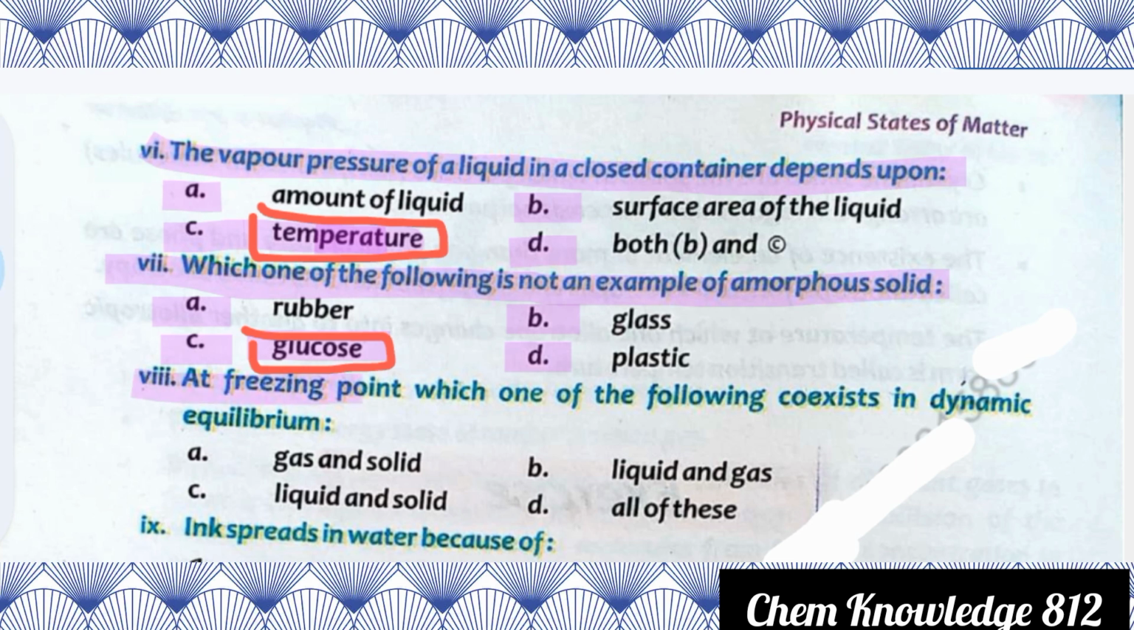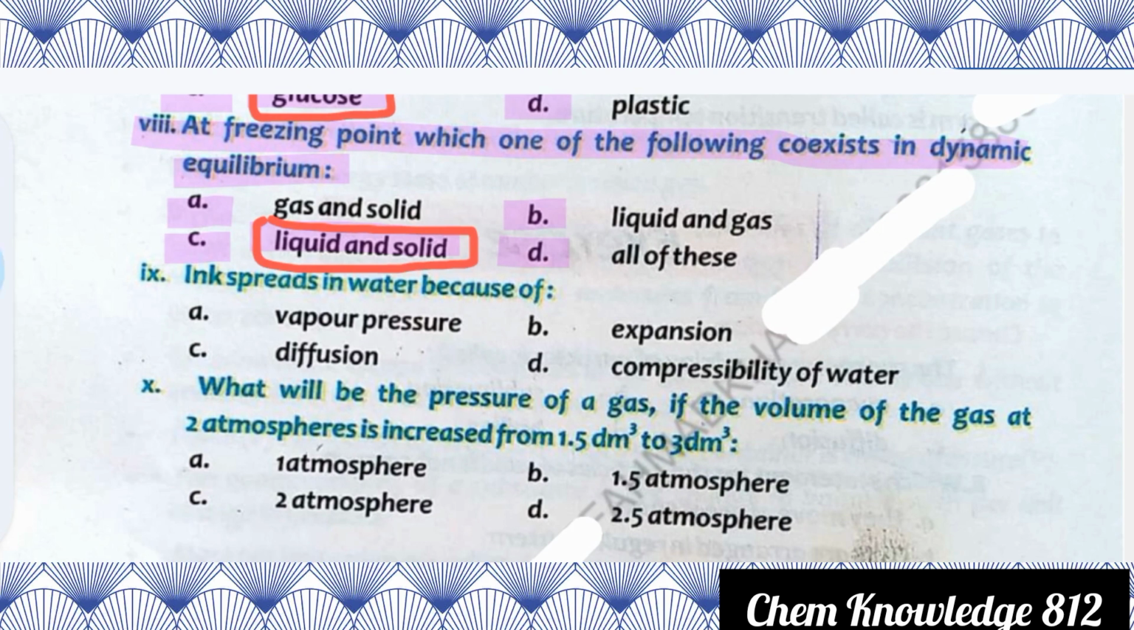Number 8. At freezing point, which one of the following coexists in dynamical equilibrium? A, gas and solid, B, liquid and gas, C, liquid and solid, D, all of these. So, we can say that option C is the correct answer, because at freezing point, the liquid and solid coexist in dynamical equilibrium.